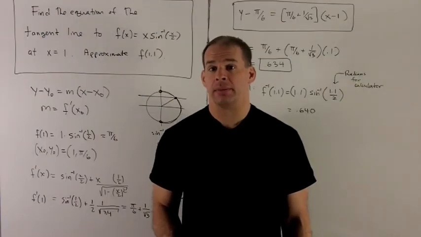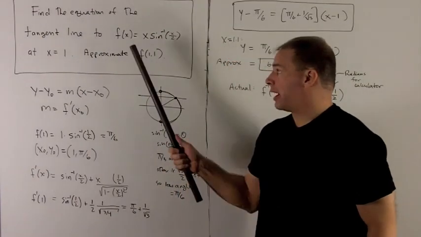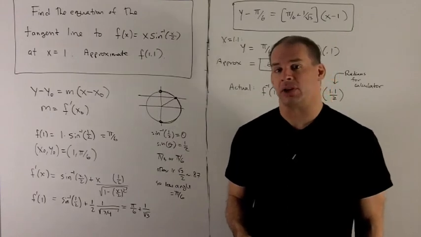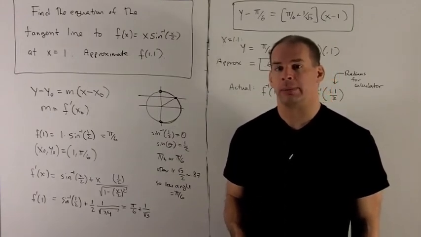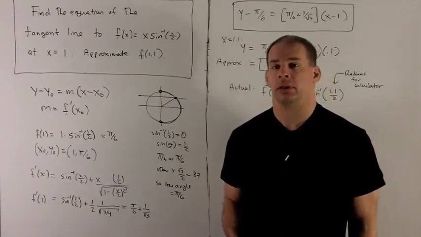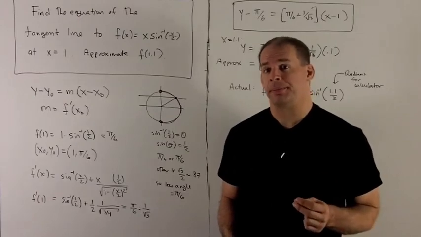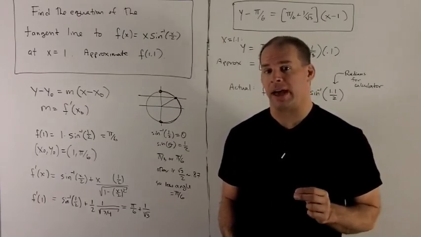Find the tangent line to the equation f of x equals x times sine inverse of x over 2 at the point x equals 1. Once you've found the tangent line, use it to approximate f at 1.1.